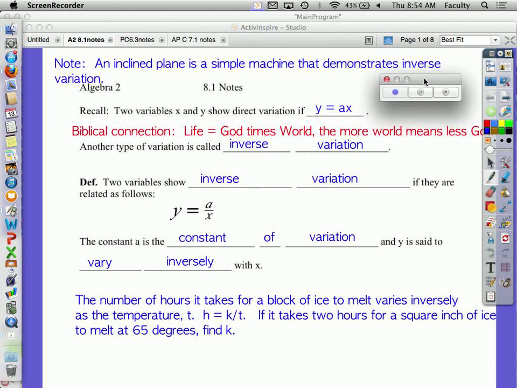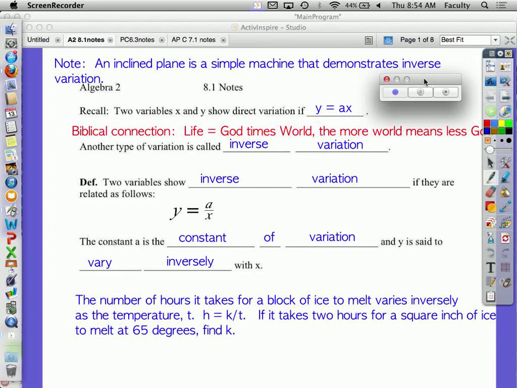Find your 8.1 notes. And while you're jotting some things down, let me point out, I put a note here, and if I have time at the end, I'm going to show you a PowerPoint I found on this. I know you guys frequently ask me, when are you ever going to use this? Why is this important? Fortunately, inverse variation is very applicable in the real world. An inclined plane is a simple machine that demonstrates inverse variation. So you will get to see that.